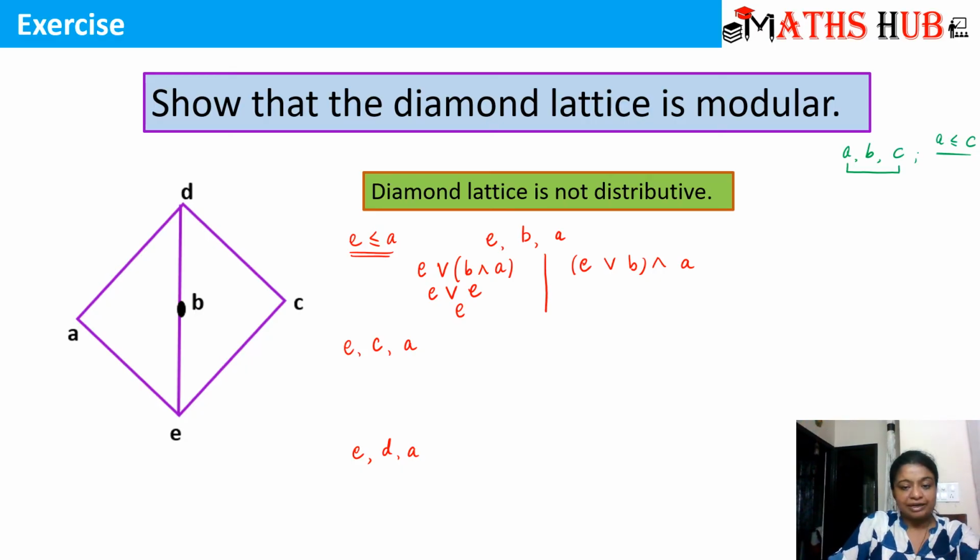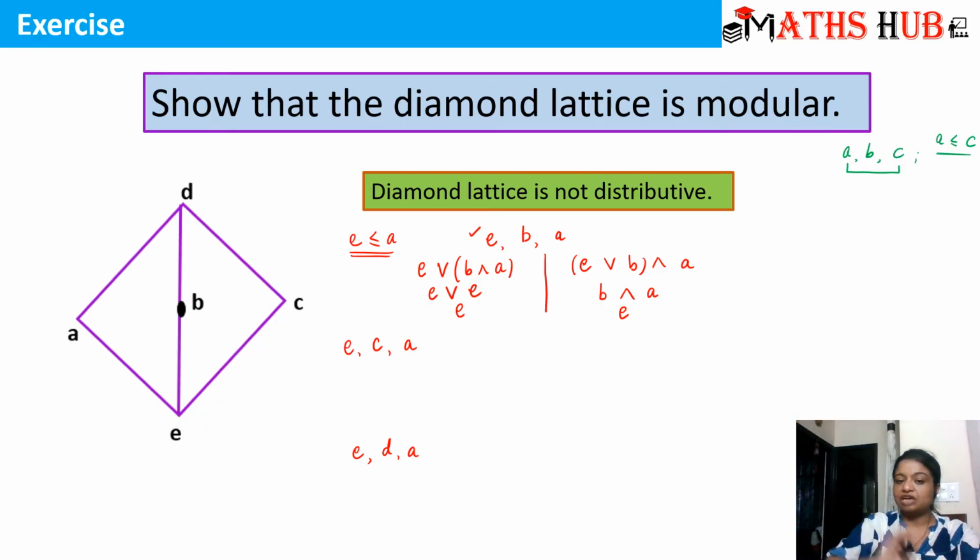Now let's come to the right hand side. What is E join B? Join means the least upper bound. So E join B is B. And what is B meet A? B meet A is E. So we are getting left hand side is equal to the right hand side, right? So the first pair is satisfying the modular condition.